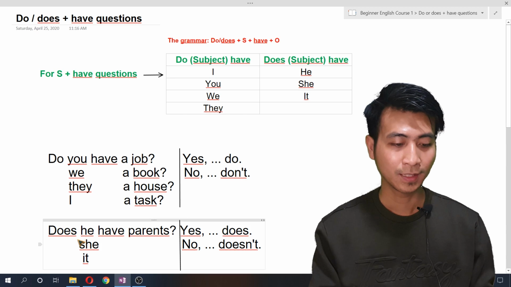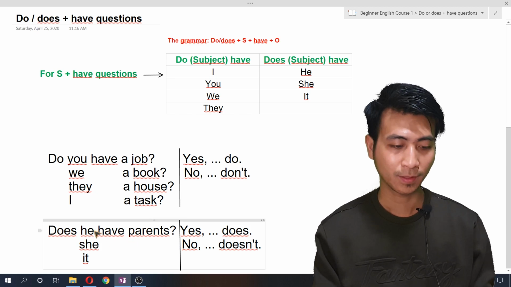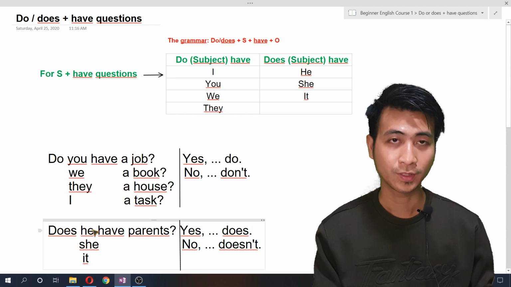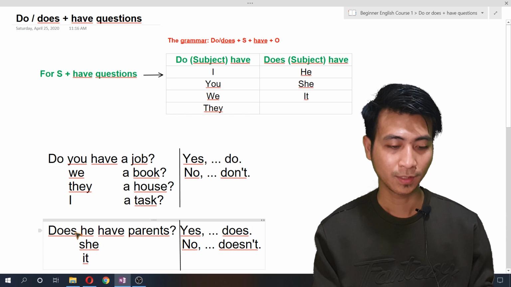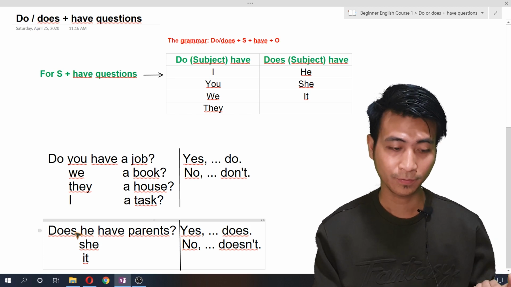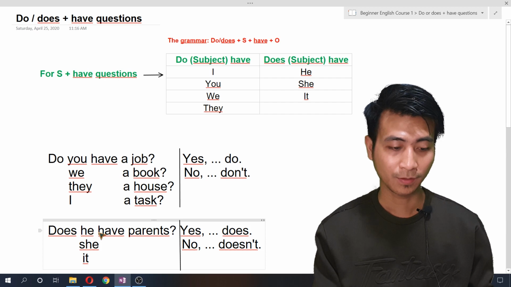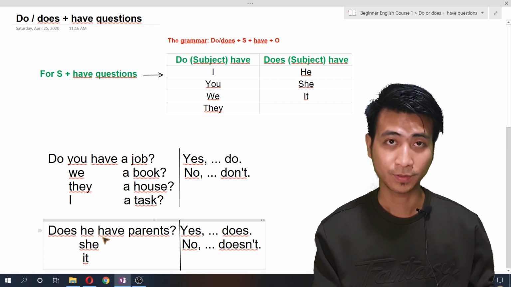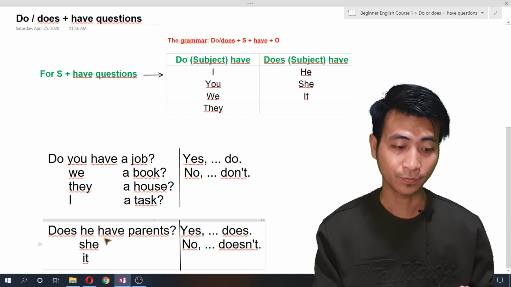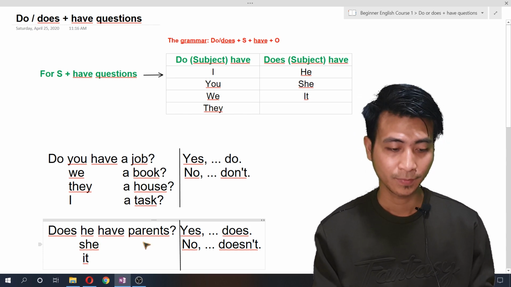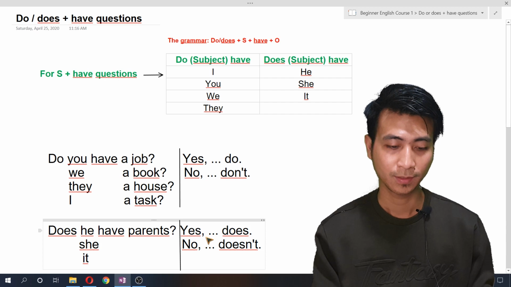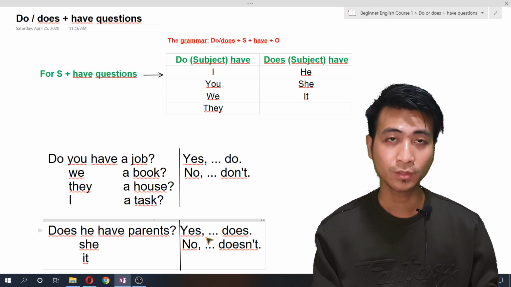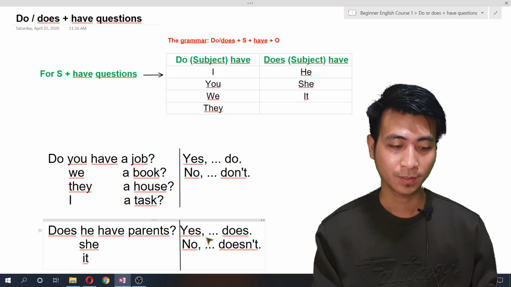Next, here, does he have parents? Okay, here we use does for the subjects he, she, and it, and also we use does in the interrogative sentence in the front of the sentence, not after the subject or after the verb. We have to use it in the front before the subject. And we can also answer yes, he does. We have to put the subject again in the answer section. So we just match the subject in the first.